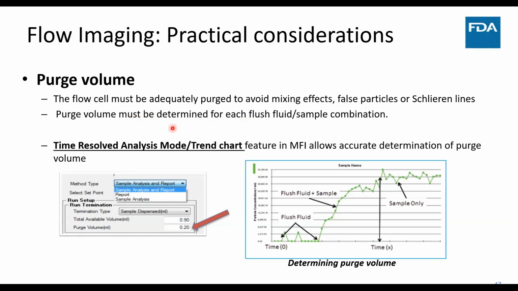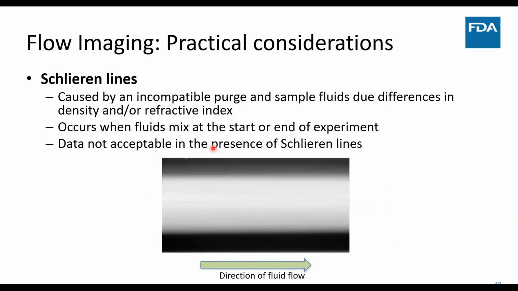There is a simple way of determining how much volume you really need to purge your system in between runs. You can look at how your particle count is changing with time as you flush it through your flow cell. That will give you an idea of at least the minimum volume you need to purge your system. The MFI system has an additional function called the time resolved analysis, or the trend chart. With that, you could just run it and it would accurately tell you the minimum purge volume you need to make sure that you don't have mixing effects or false positives.